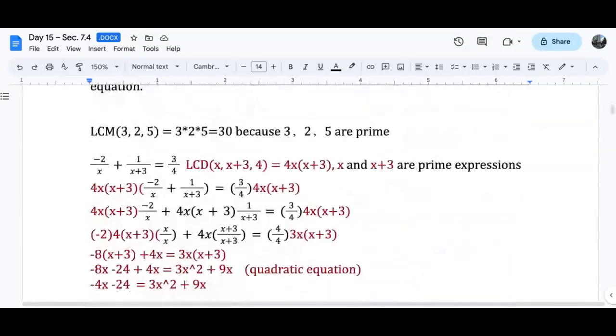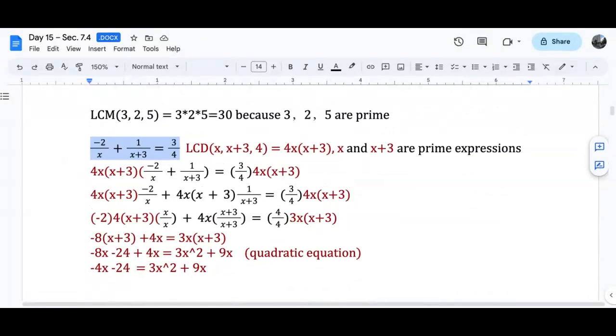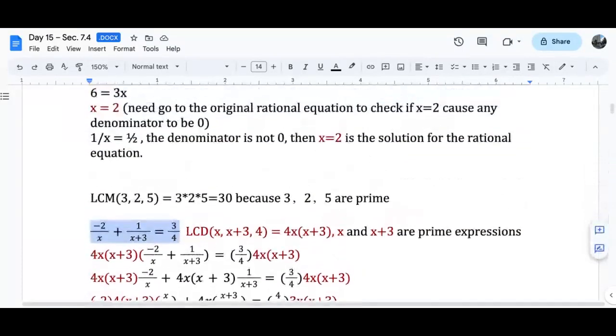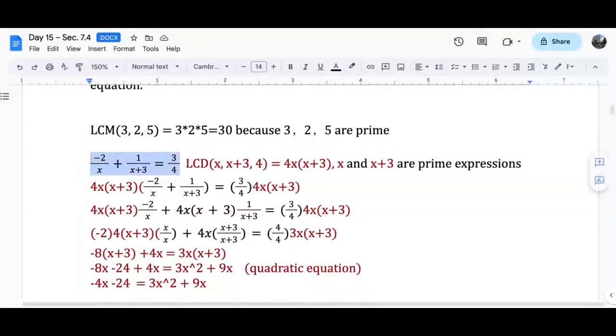Okay, let's see more examples. Let's see this one. -2 over x. All right, this is an example where, if the numbers or the expressions are prime, we just multiply them. So the least common multiple is just the multiplication of the 3 things. Actually, let's see the next one.